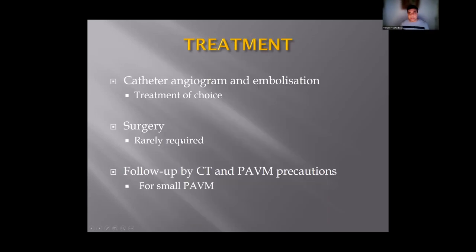So typical treatment these days is catheter angiogram and embolization. Before we had this technique, surgery was the preferred or possibly the only treatment option for patients who had big vascular malformations in the lung. The management of these AVMs does not stop once they are treated. They still need to be followed forever, usually with CT. And of course, the patients would need to take the AVM precautions that will be mentioned later on. And of course, the docs are also going to be following them up.